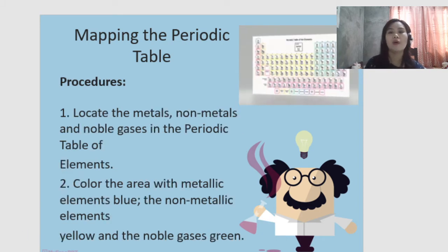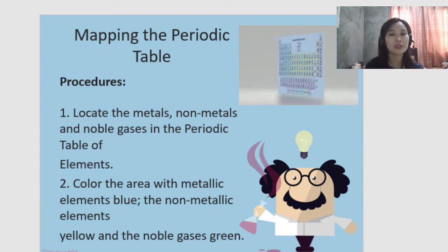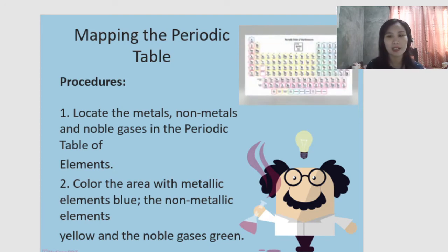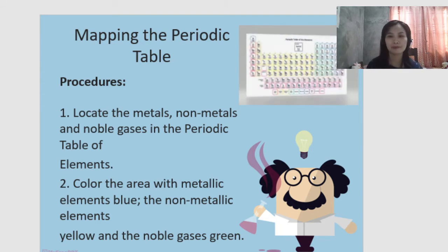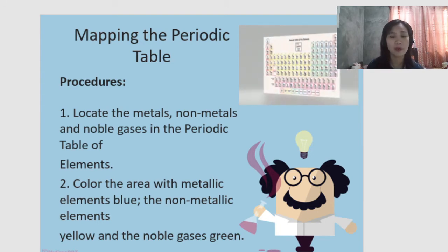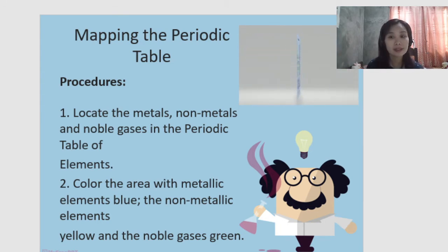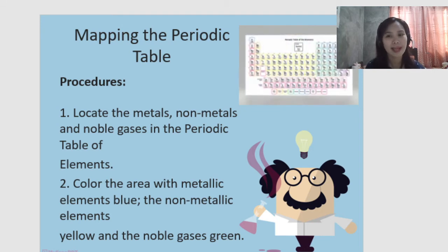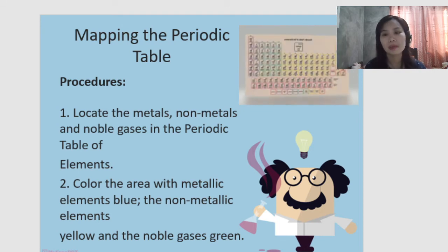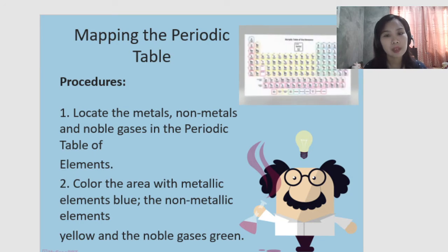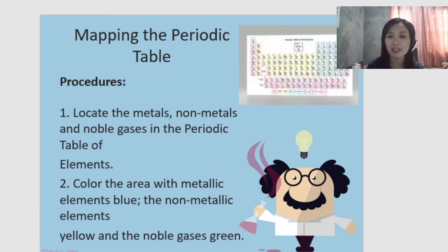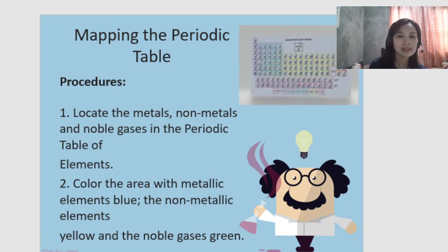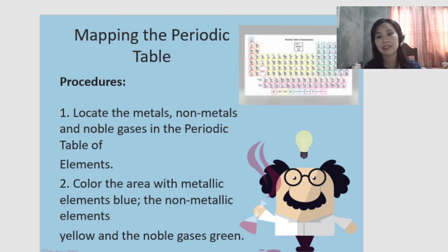Now, what are the procedures? Number 1, you are going to locate metals, non-metals, and noble gases in the periodic table of elements. Number 2, you are about to use your coloring materials: metallic elements, blue; non-metallic elements, yellow; and noble gases, green.